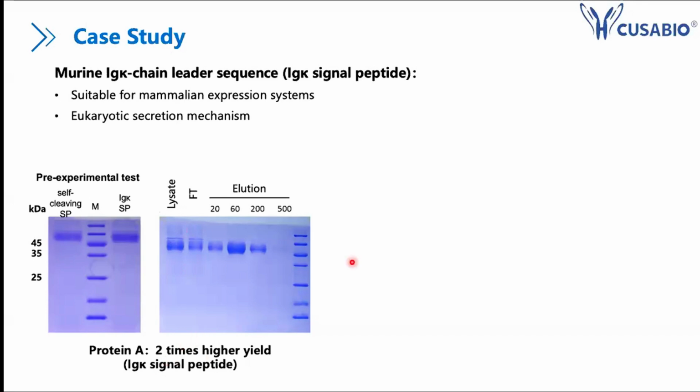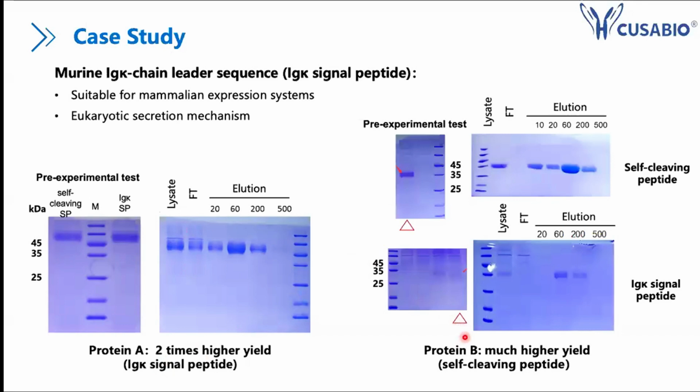However, this is not always true, because for protein B, another case, we got a very different result. Protein B itself also has a self-cleaving peptide, and we did the same pre-experimental test, comparing the self-cleaving peptide and the kappa signal peptide. The result is very different from protein A. With the self-cleaving peptide, the protein yield is much, much higher compared to using the kappa signal peptide.